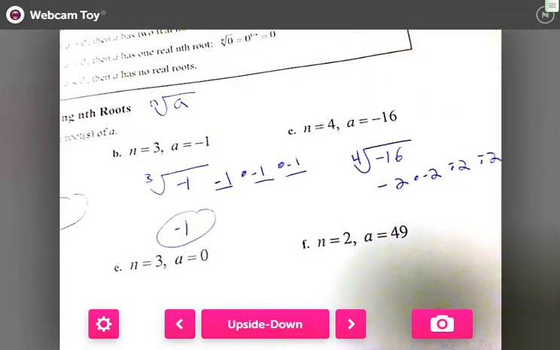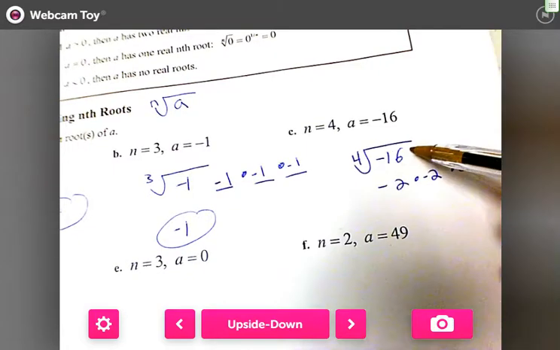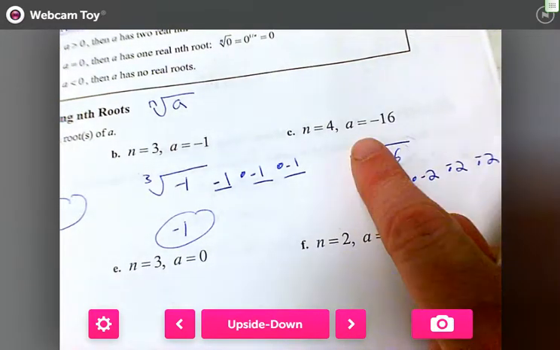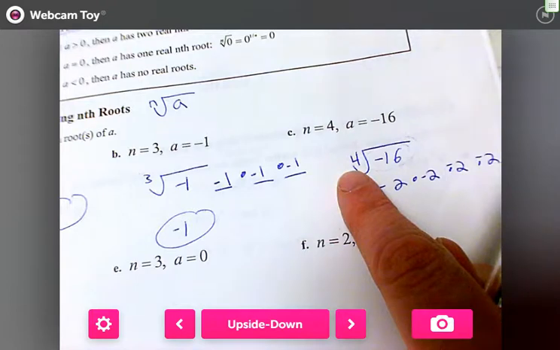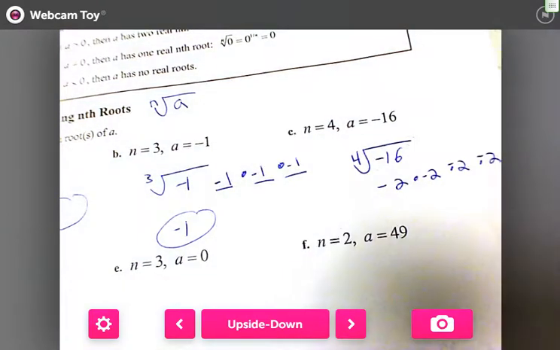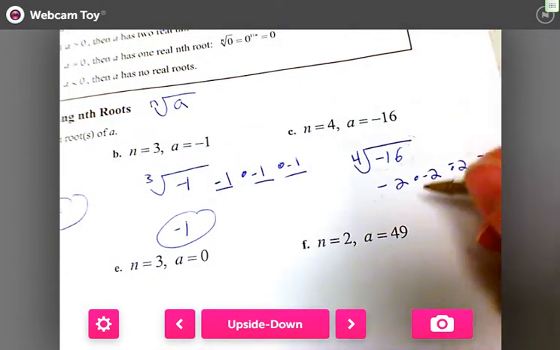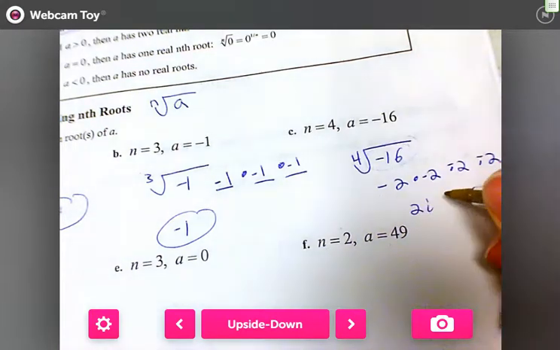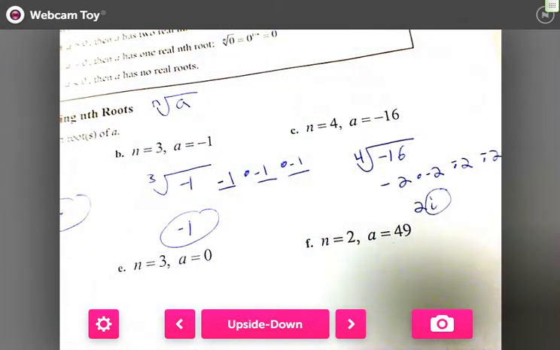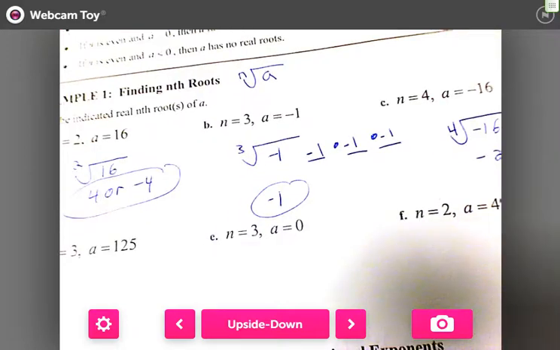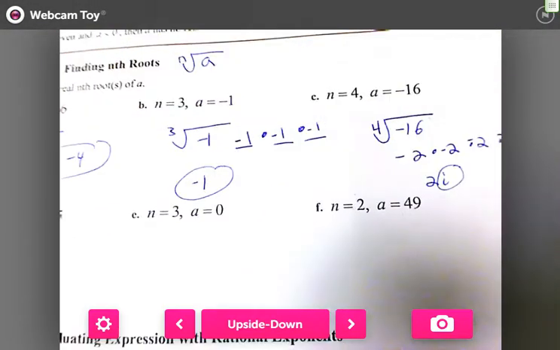So whenever we have a negative under a radical where we're taking an even root, we can say it's to the i. So we have 2i, and we're going to talk about that more in the future. Those are like those invisible numbers, imaginary numbers. Okay, 2i, because that takes out that negative 1, to make it negative. Yep, it's an i for imaginary.